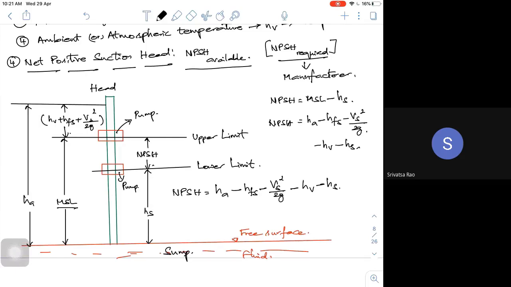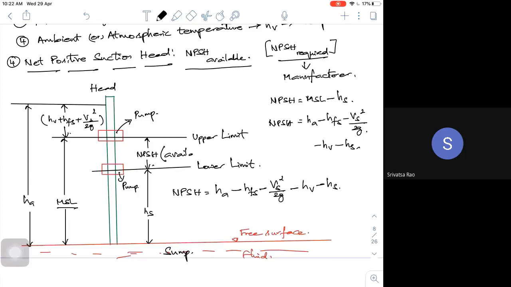I have an upper limit and a lower limit. Anything below the lower limit, your pump will not work; the pump will not be able to suck anything. So there is an upper limit and a lower limit within which the pump will work efficiently. So this is the NPSH available at installation.